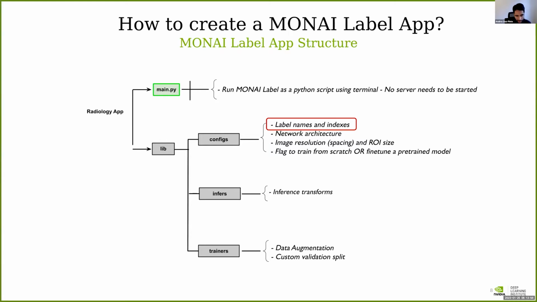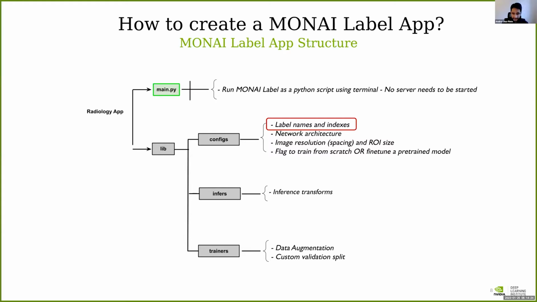The most important one here for the people that want to play or train new models is the configs file, where you basically define the label names and the indexes to the segments that you want to work on. I'm going to show you later how it looks, but it should be very easy for you to define that. In the configs file, we also define the network architecture.